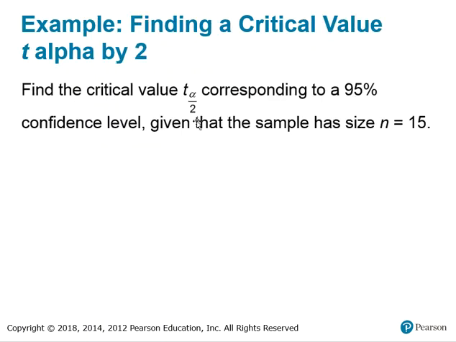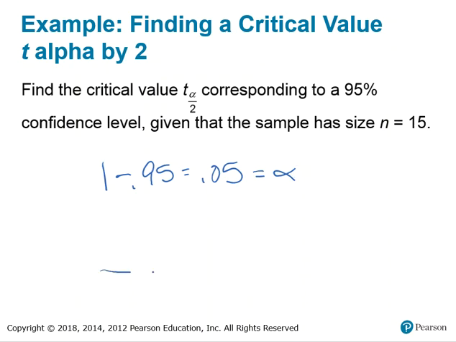So let's look at how to find our actual critical value. We're going to work with a 95% confidence level and a sample size of n equals 15. So we need to make sure we know what our alpha level is. If we have a 95% confidence level, we go 1 minus 0.95. That gives us a 0.05 significance level.